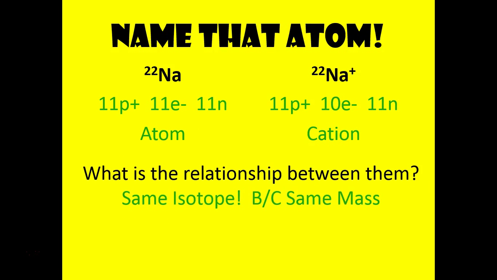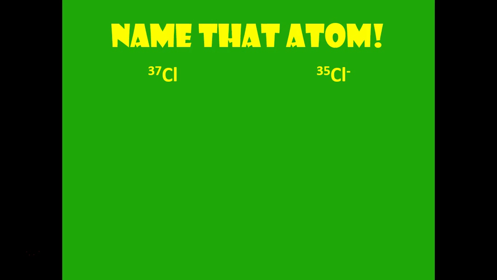All right. These ones here, they're the same isotope because they're both sodium 22s, but they're different ions here because one of them is positively charged as a cation, the other one is neutral. So on this one, just make sure that you understand that, and if you don't, come in and ask me. And then we've got one more.